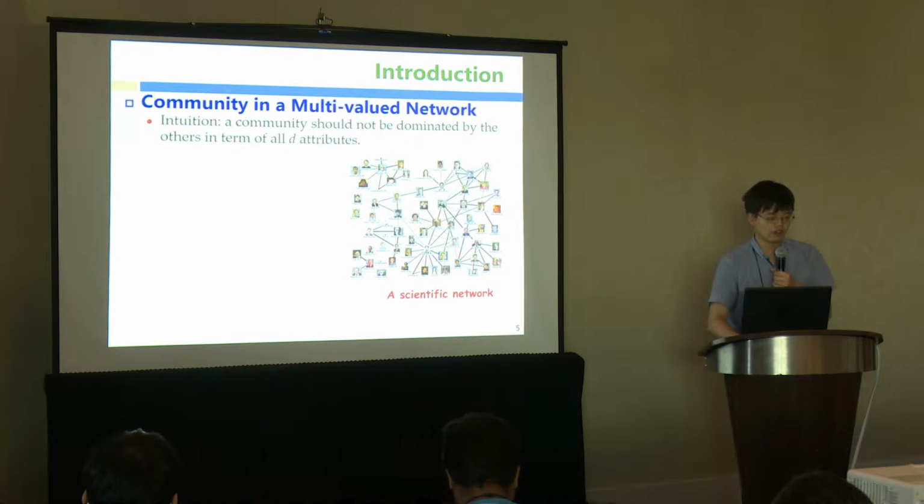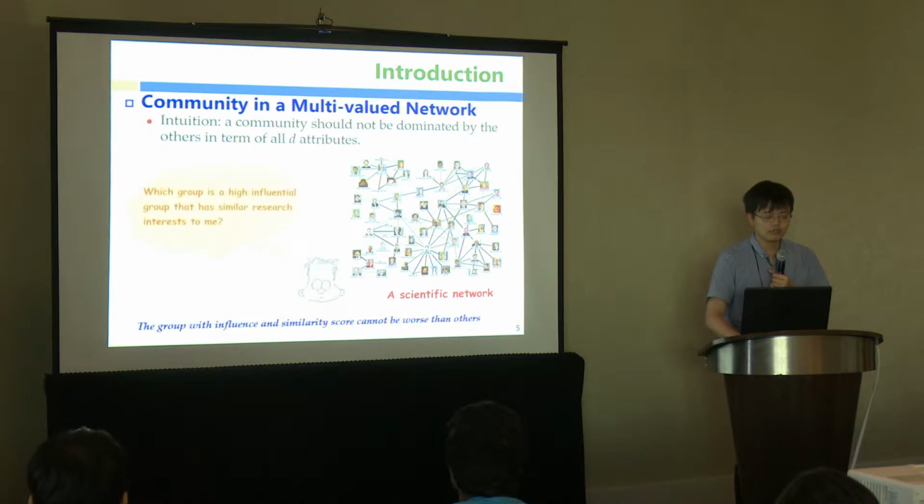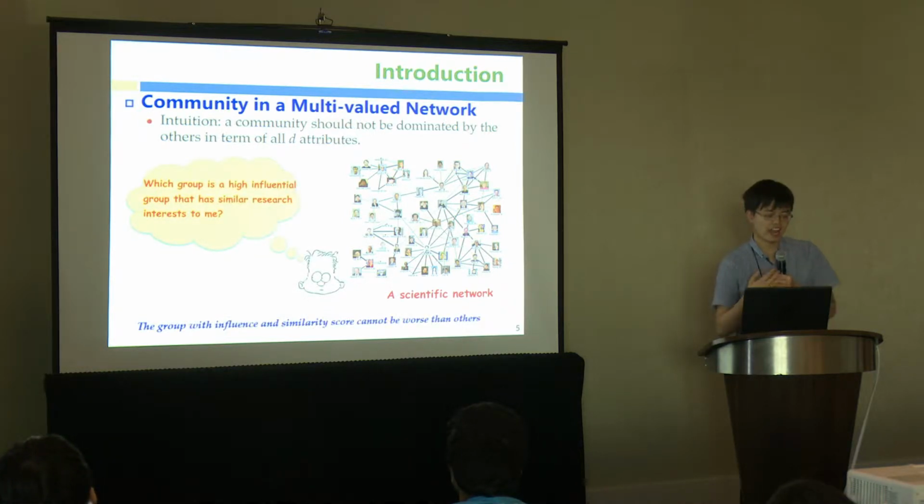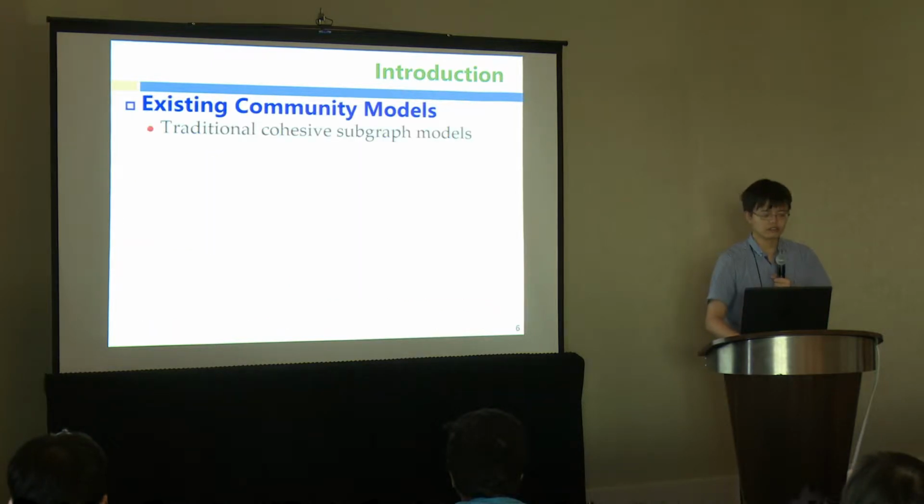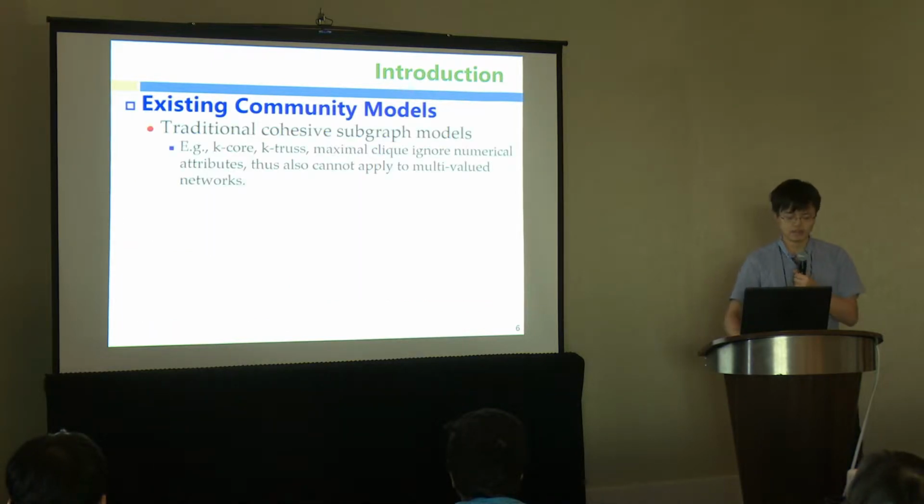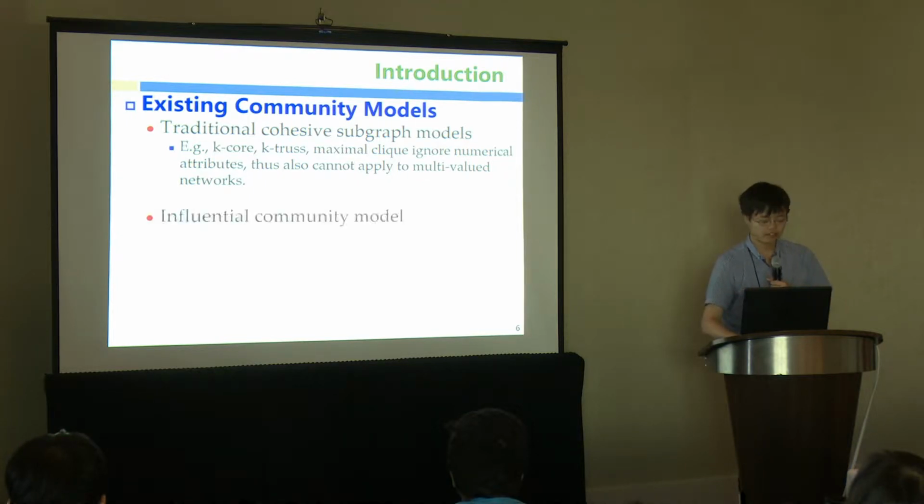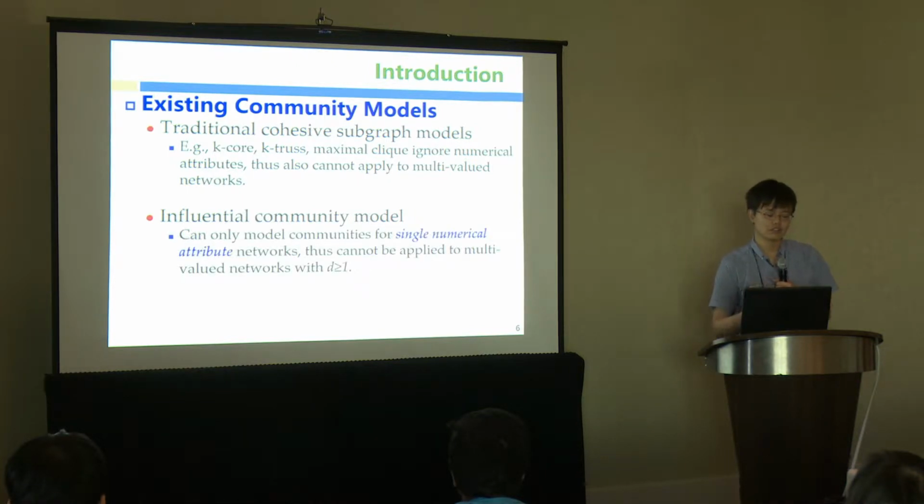Why should we use this multi-value network? If we want to find a community which is a high-influence group and has similar research interests, we can't give only a single attribute to each vertex. Here is an example of 2 attributes. The existing solutions, such as the cohesive subgraph for community detection and the influence community model, cannot serve the multi-attribute community problem. They can only serve a single attribute.